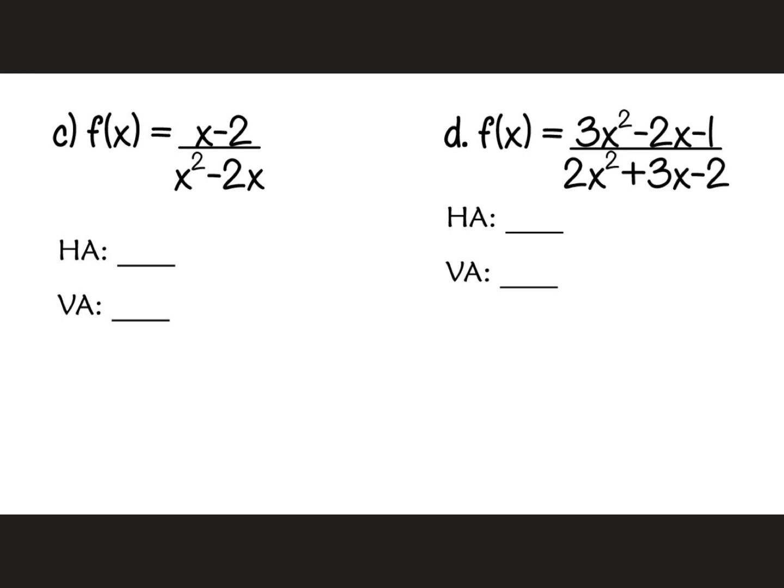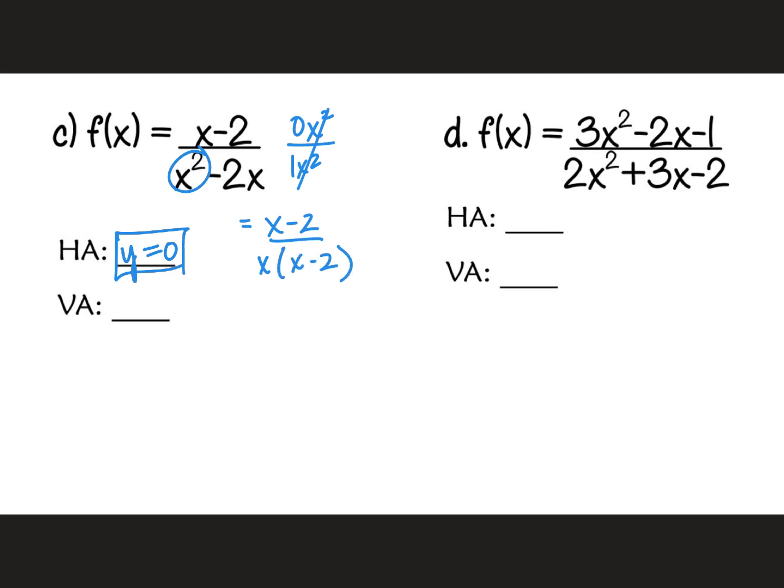For C, x squared is the highest degree, and I don't have that in the numerator, so it would be like 0x squared divided by 1x squared. 0 divided by 1 is 0, so horizontal asymptote at y equals 0. For the vertical asymptotes, I'm going to factor completely. So the numerator is factored, or in its simplest form. The denominator has a GCF of x, so we have x times x minus 2. And I do notice that the x minus 2's cancel. So reminder, that tells me that at x equals 2, we would have a hole. But then here at x equals 0, that's the vertical asymptote.